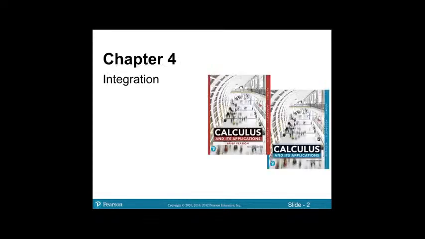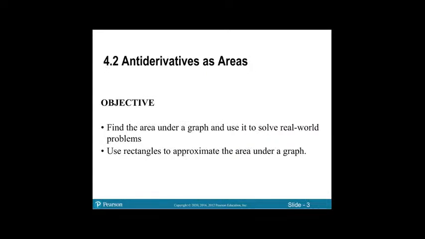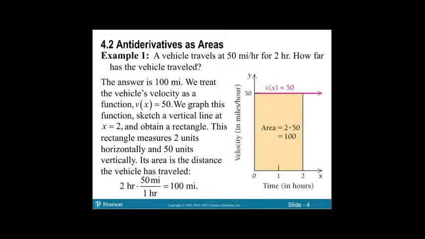So this is chapter 4, section 4.2, antiderivatives as areas. Some objectives here: we want to find the area under a graph and use it to solve real-world problems, and we want to use rectangles to approximate the area under a graph. With example 1, a vehicle travels 50 miles per hour for 2 hours. How far has the vehicle traveled? 50 miles per hour for 2 hours, 100 miles, is not that difficult to get to.